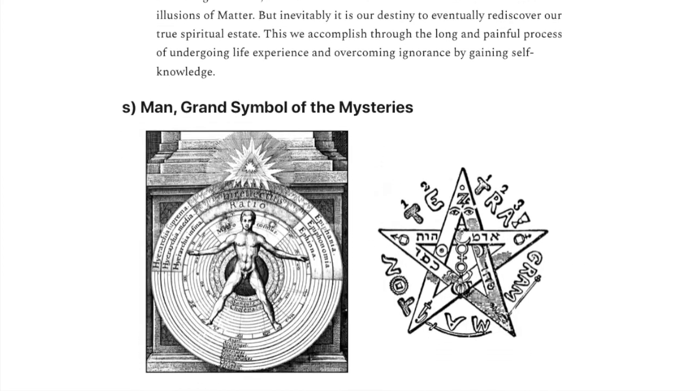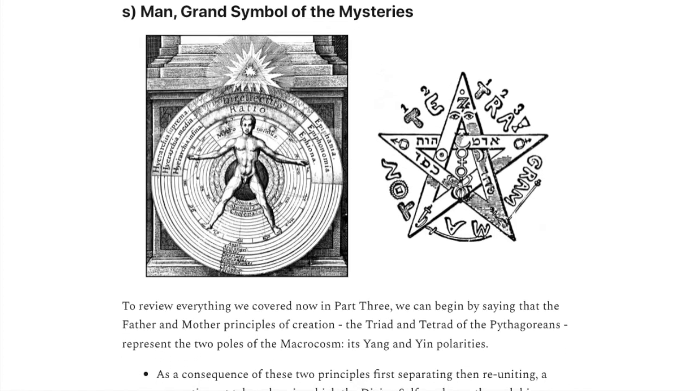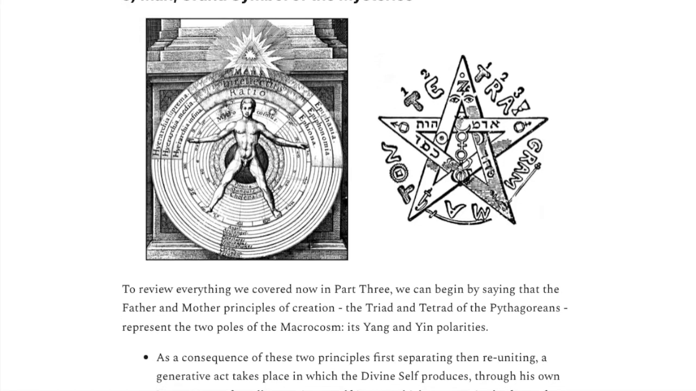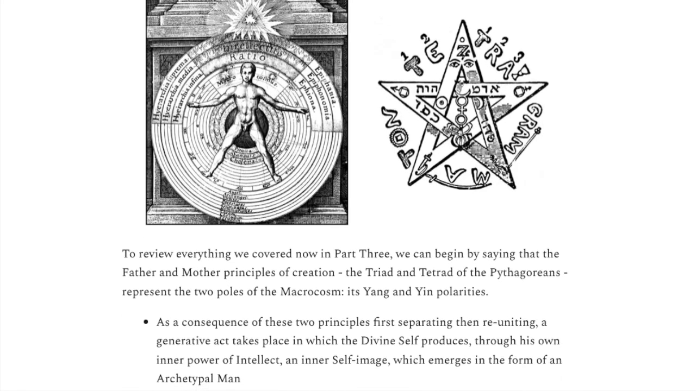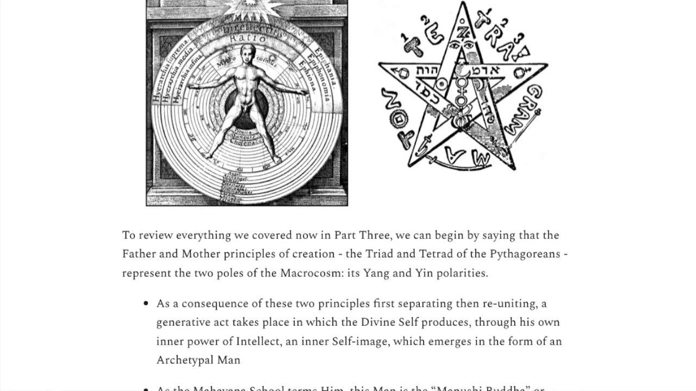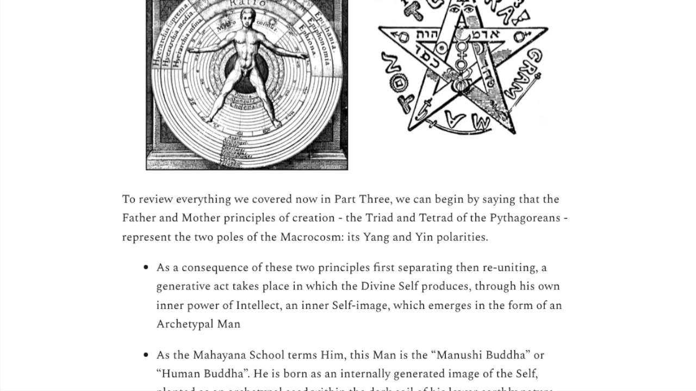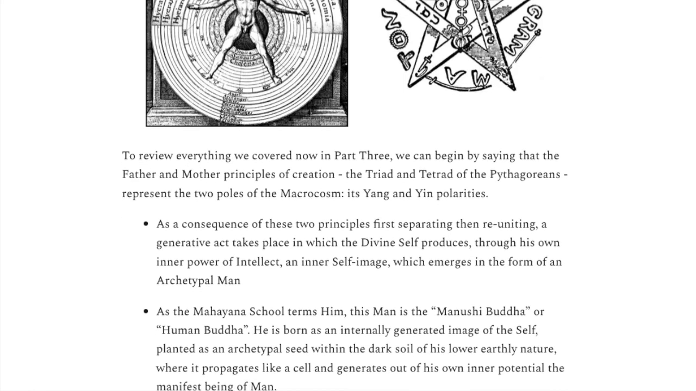And now finally, part S, man, grand symbol of the mysteries. This is the last section of part 3. To review everything we've covered now in part 3, we can begin by saying that the father and mother principles of creation, the Triad and Tetrad of the Pythagoreans, represent the two poles of the macrocosm, its yang and yin polarities. As a consequence of these two principles first separating and then reuniting, a generative act takes place in which the divine self produces, through its own inner power of intellect, an inner self-image, which emerges in the form of an archetypal man.